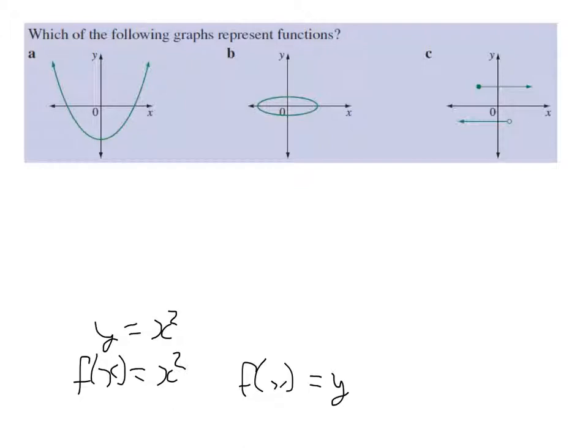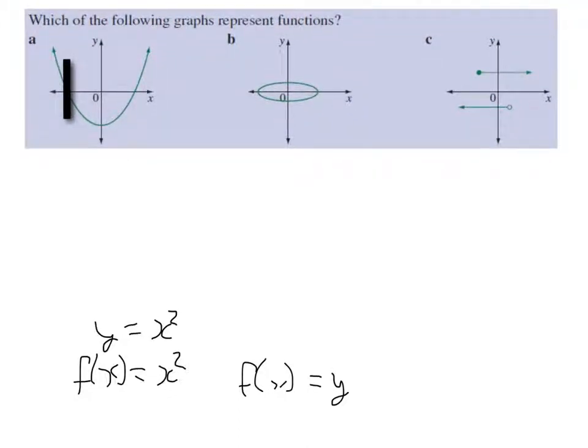Now, when we're testing to see whether a graph is a function, we can do it quite easily using something called the vertical line test. All right, so it goes a bit like this. We get a line and we draw it along. Sorry, that's the horizontal line test. The vertical line test goes a bit like this.